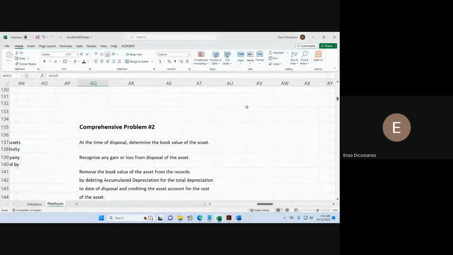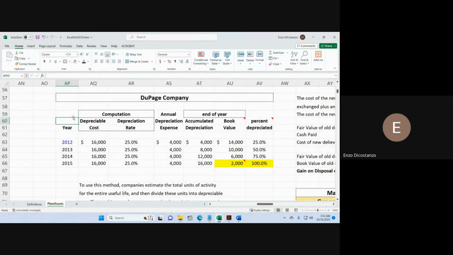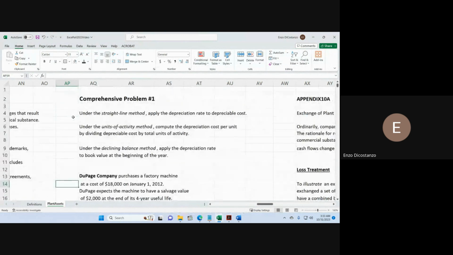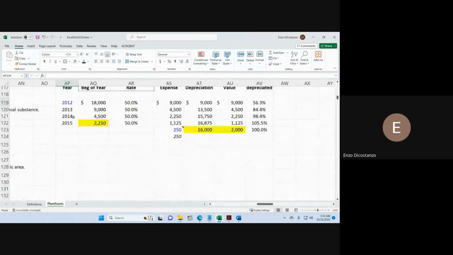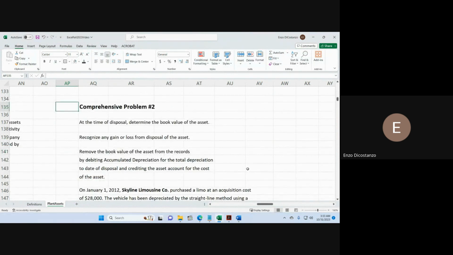Yeah. So let's see with the second. The first one we knocked out. We went through the 3 depreciation methods, and that should be pretty clear. So let's look at this next one. At the time of the disposal, you want to determine the book value of the asset, recognize gains or losses, and remove the book value of the asset from the records by debiting accumulated depreciation and crediting assets for the cost of the asset.